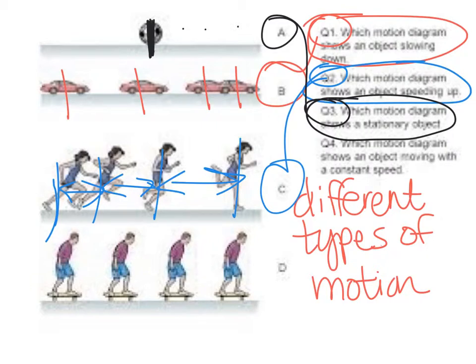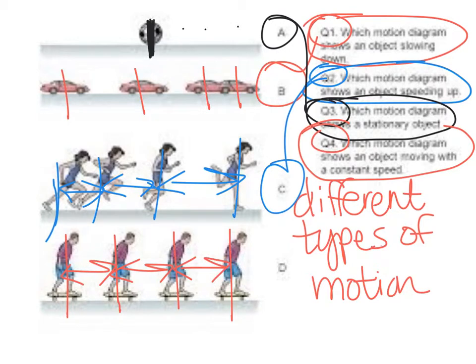And then finally, which motion diagram shows an object moving with a constant speed? Constant speed means the object is traveling the same distance every second. And of course, that is shown in the skater. The important thing to remember about strobe diagrams or motion maps is that they show the position of an object every second. So where the object is located every second that passes.